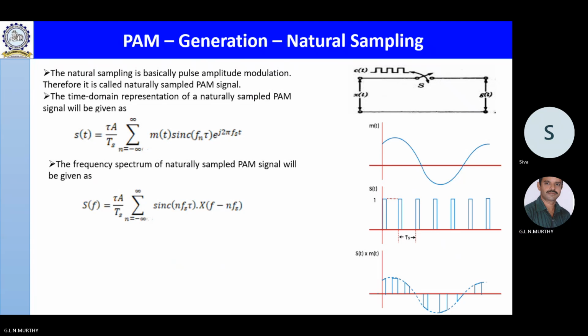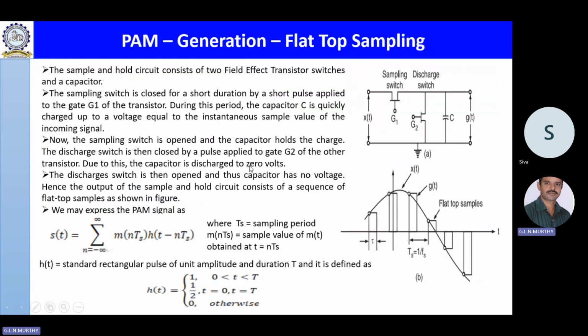Second one, in the previous case of ideal sampling, the power is very negligible. But in this case, power is not negligible. Why? Because each pulse has some width, some duration. However, the transmitter must handle varying power. That is the drawback. Of course, that is going to stay. However, one more problem is there.